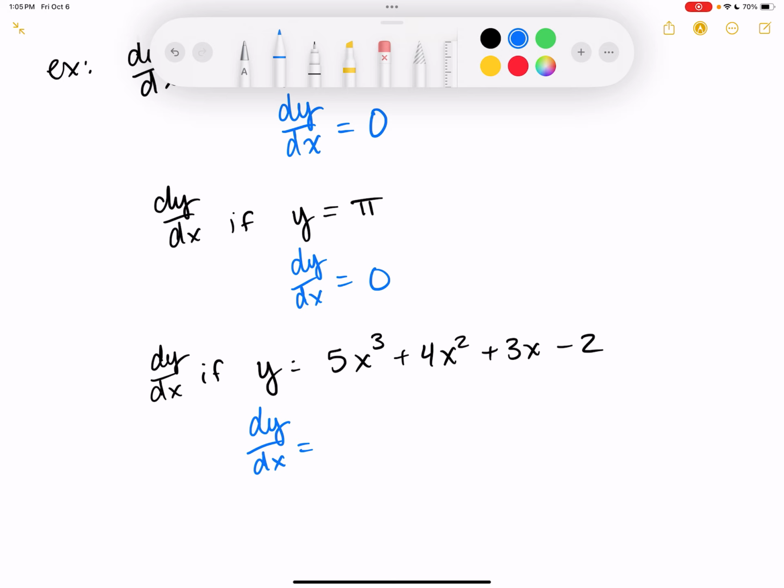5x cubed, what would the derivative of that be with our shortcut method? 15x squared. We put the 3 out front and multiply it, so that becomes 15. Subtract 1 from the exponent, so that becomes a 2. So that becomes 15x squared. Plus 4x squared. What would that one become? 8x, because you put the 2 out front, 2 times 4 is 8, and take 1 away from the exponent, so 8x. How about 3x? Just 3, because the exponent is 1, and that would give you x to the 0, which is just 1. And then negative 2? 0, because it's a number, so we just get rid of it.